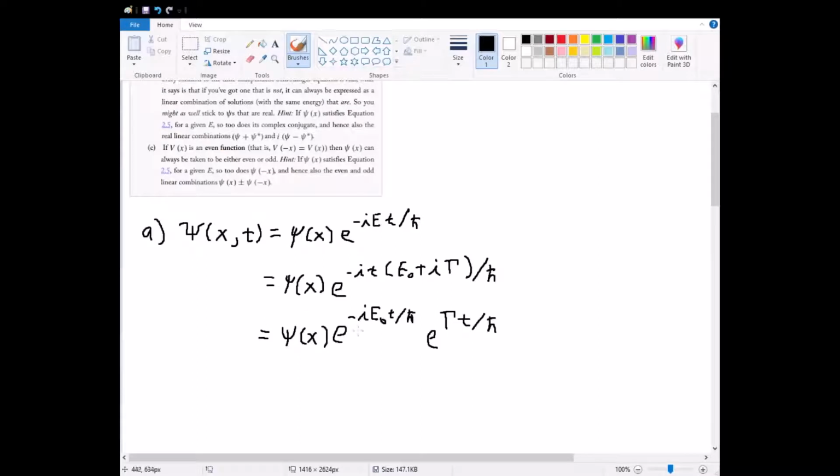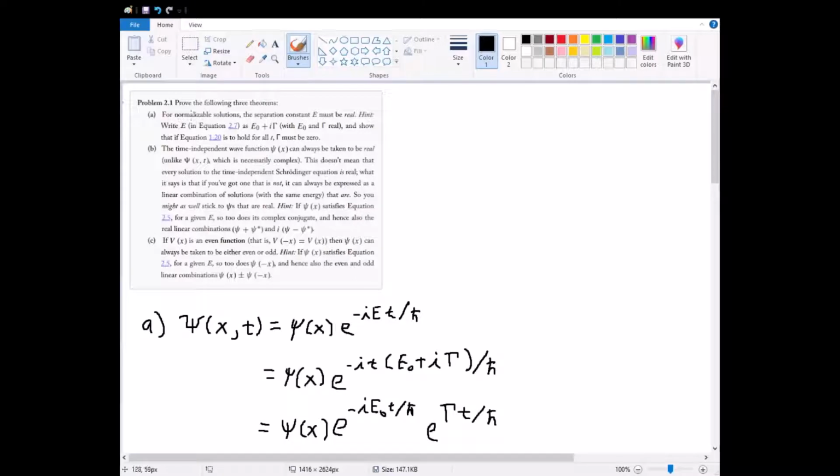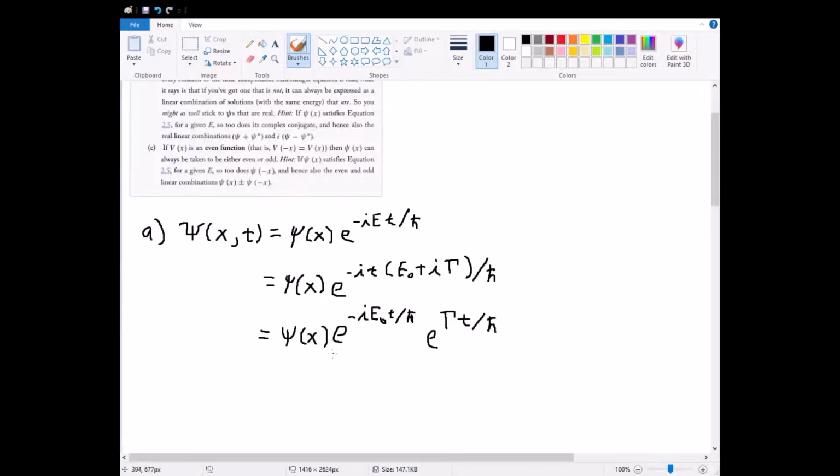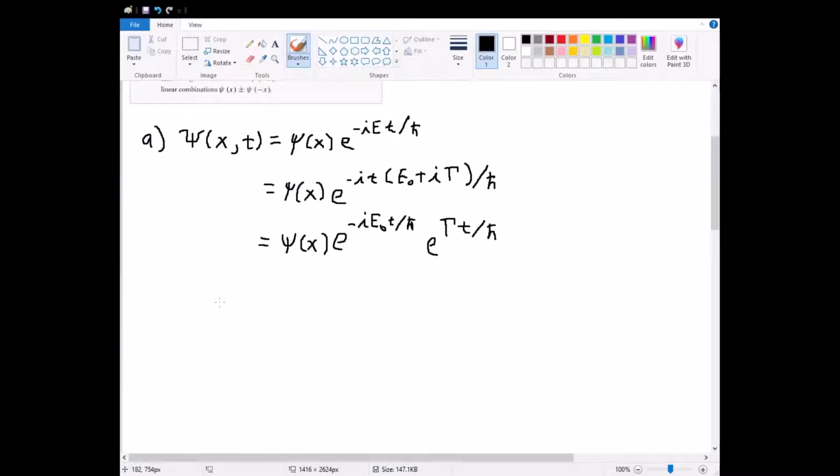From here we want to show that these solutions cannot be normalizable, because our original goal is to say that for any normalizable solution, E must be real. So in this case, we have a counterexample where E is not real, and we must show that this is not a normalizable solution. In normalization, the integral of the magnitude of our wave function psi squared dx over all of space, from negative infinity to positive infinity, must equal 1, because probabilities can only add up to 100%. They cannot add up to anything else.